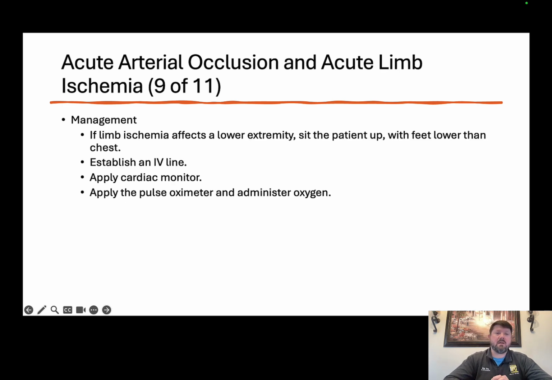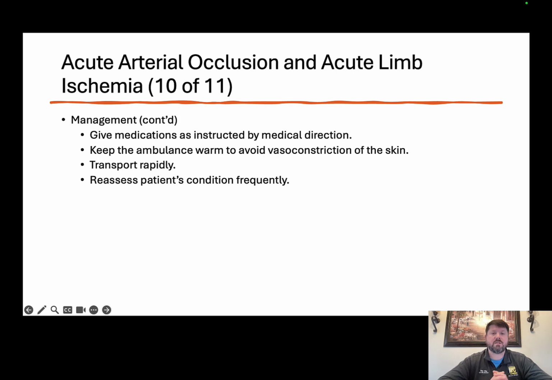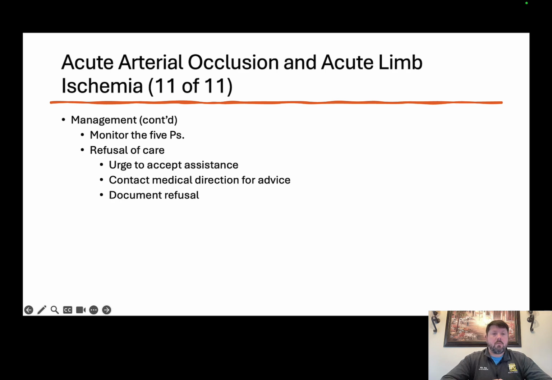If limb ischemia affects the lower extremity, sit the patient up with the feet lower than the chest. Establish an IV line, apply a cardiac monitor, and apply the pulse oximeter and oxygen administration. Give medications as instructed by medical direction. Keep the ambulance warm to avoid vasoconstriction of the skin, and transport rapidly. Monitor the 5 P's that we just mentioned.